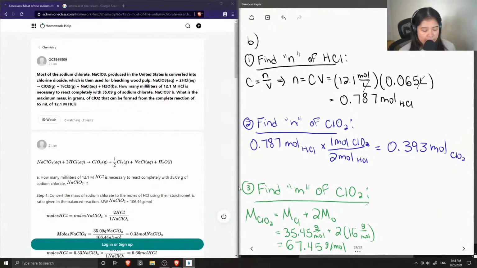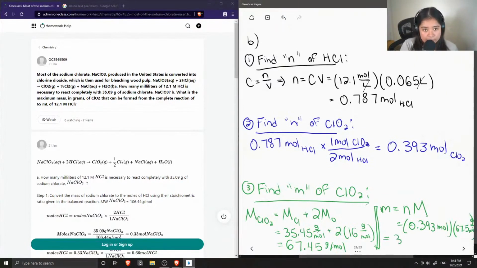And now we can calculate for the mass, because the mass is just equal to the number of moles times the molar mass. So the number of moles we found in the previous step was 0.393 moles. And the molar mass we just calculated to be 67, I'll just say 67.5 grams per mole, so it can all fit. And we get a final answer of 26.51 grams.